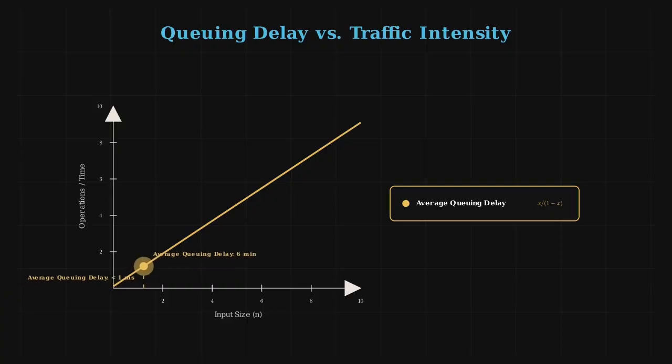As intensity approaches 1, queue sizes and delays grow exponentially. If intensity exceeds 1, the queue grows infinitely, causing massive packet loss.